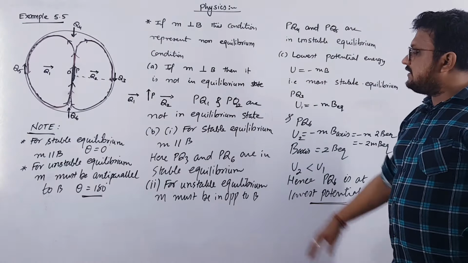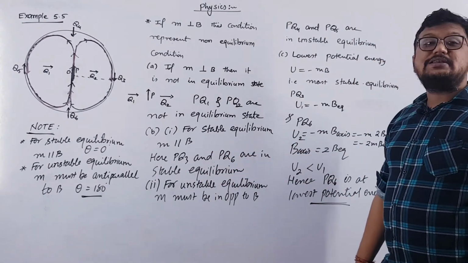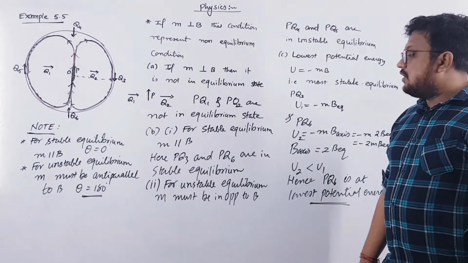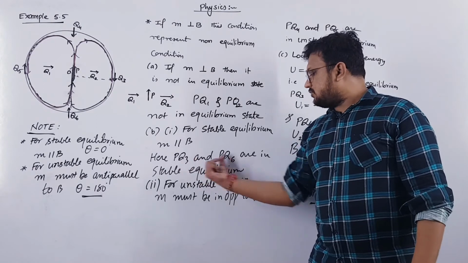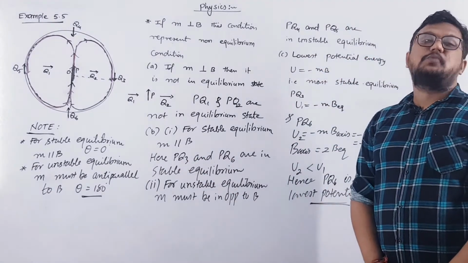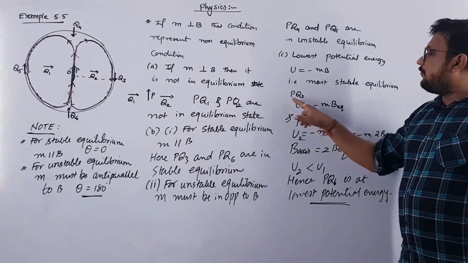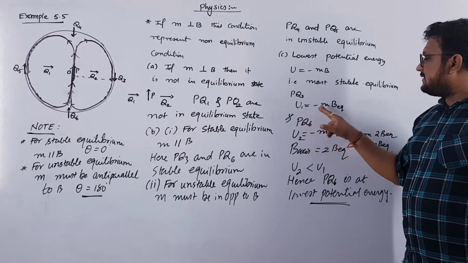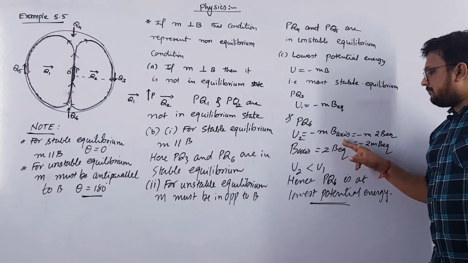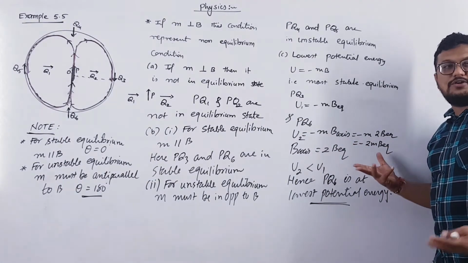Now out of these two stable equilibria, that is PQ3 and PQ6, which represents the most stable position, that is the lowest potential energy? So in PQ6 or PQ3, out of these two, which one is having the lowest potential energy? So for that, lowest potential energy is minus MB. So for PQ3, U1 is minus MB equator, and for PQ6, U2 is minus MB of axis. But we know that B of axis is 2 times B of equator. We have already discussed this, right?